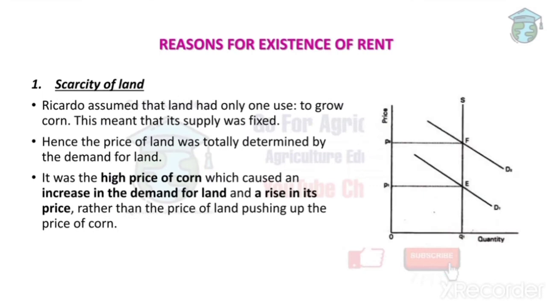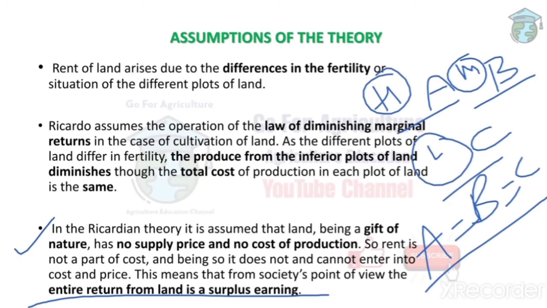Okay, so these are the assumptions of the theory. So the first one says that the rent arises due to difference in the fertility. So basically fertility का मतलब है productivity. ठीक है, so if you ask me what is productivity, like for example A और B land है, ठीक है, so A land में you're growing corn and in B also you're growing corn for example, ठीक है.